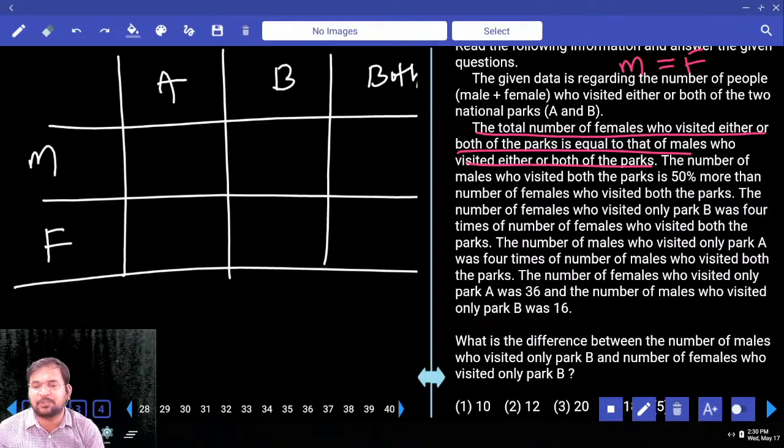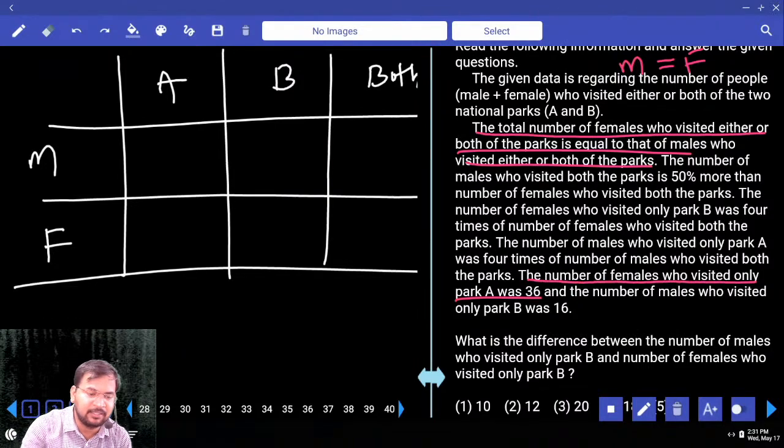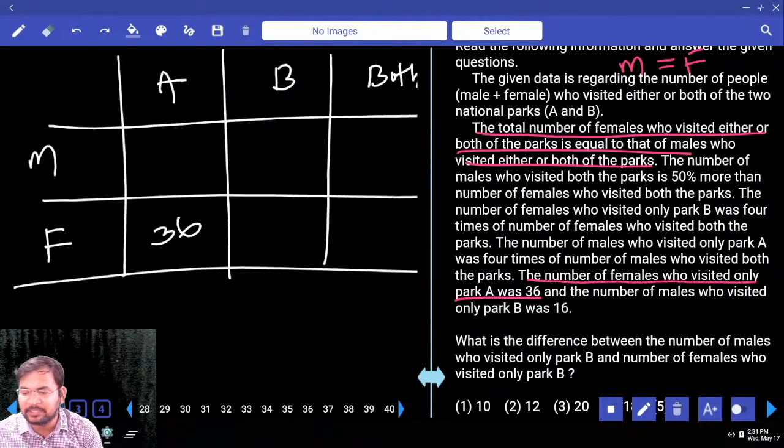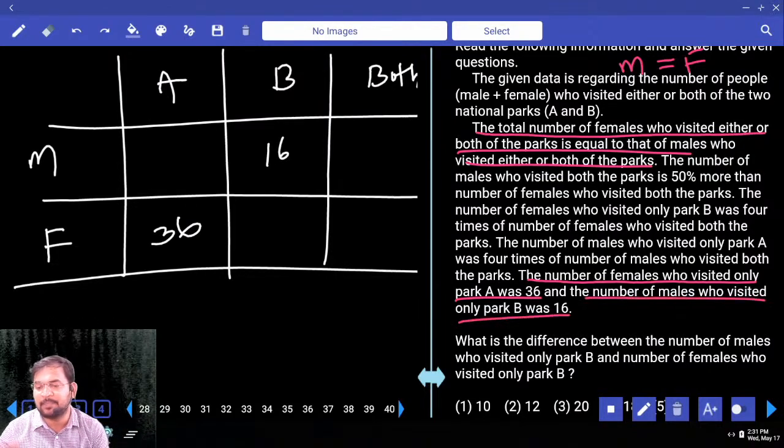Next one, the number of males who visited both the parks is 50% more than the number of females who visited both the parks. The number of females who visited only Park B was 4 times the number of females who visited both the parks. The number of males who visited only Park A was 4 times the number of males who visited both the parks. The number of females who visited only Park A was 36. This is the keyword. Females na? Only Park A na? 36. And the number of males who visited only Park B was 16. Last two statements are completed.